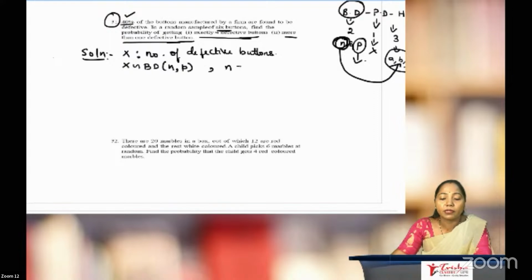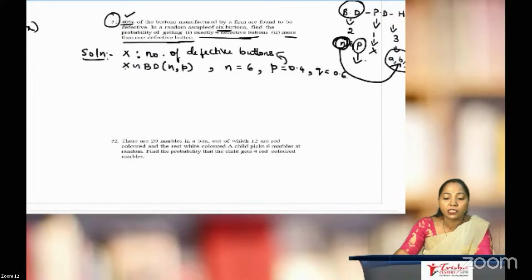Let us write the parametric values. N is 6. P is always for X. The probability is for the X that you define. And our X is the number of defective buttons. P is the percentage or probability of defective buttons. What percentage is given to us? P is 0.4, right? Q will be the non-defective buttons. If P is 0.4, Q will be 1 minus 0.4, that is 0.6.